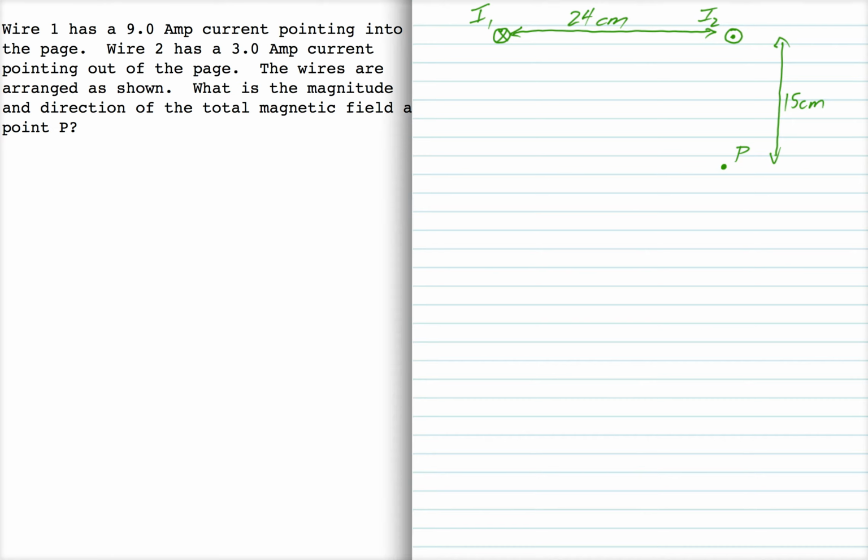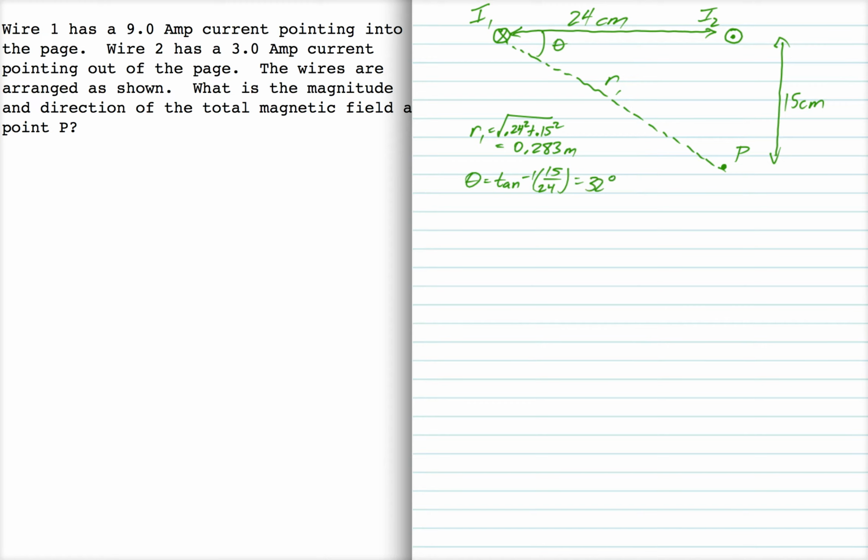Alright, so we have to find the magnetic field at point P. I guess the first thing to do is going to be draw a line connecting I1 with P. Right, and we'll call that distance R1. R1 can be found from the Pythagorean theorem to be 0.283 meters. We're also going to need this angle theta here, and theta can be found from inverse tangent of opposite over adjacent, and that is 32 degrees.